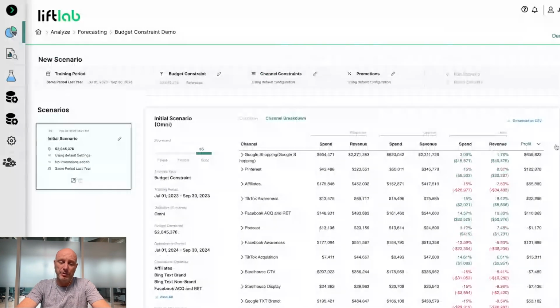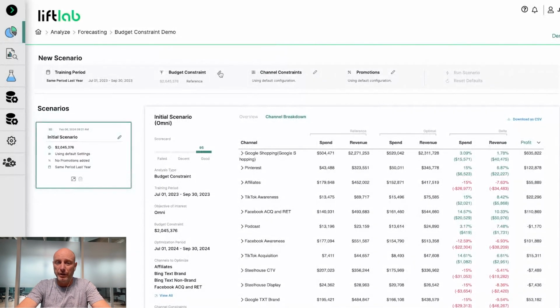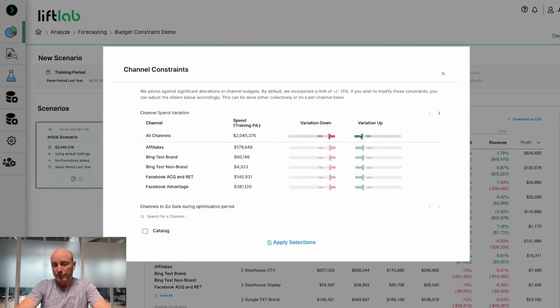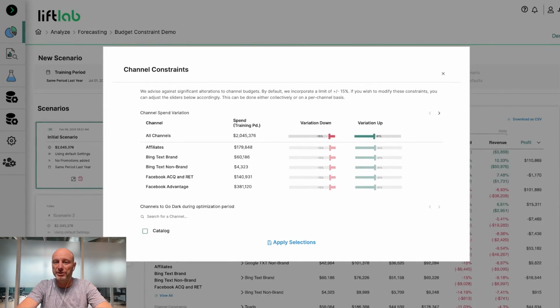I said that these were the default constraints. We could rerun this. Now, what if podcast, those $2,800 months, what if we were to actually give it even more budget? We could do that specifically for just one channel, like the podcast channel or the non-brand channel, or we can do it for all of them. Let's increase this to 40%, apply the selections, and rerun the scenario.